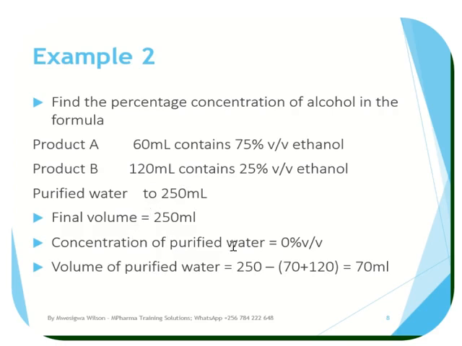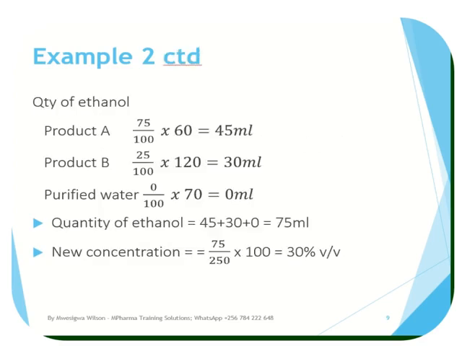So the concentration of purified water, we know it is always 0. However, I also need to calculate the volume of water, which is just 250 mils minus these two, because the solutions or the product contains 3. If I'm having the quantity of the 2, the other remaining volume is for the third one. So now, how shall we proceed? Remember, we said first get the quantity of the active drug. Here, the quantity of drug is ethanol.